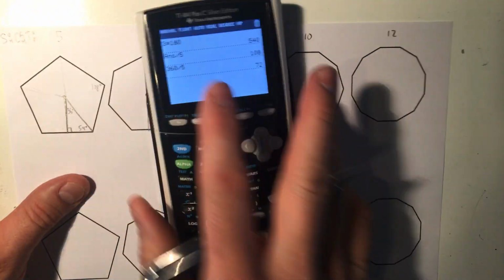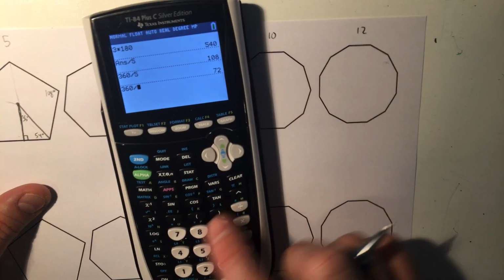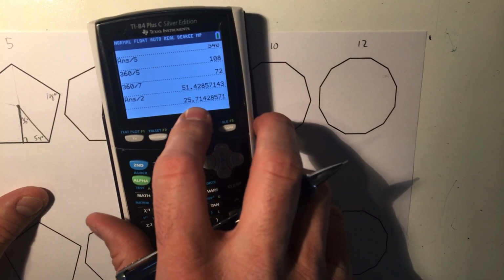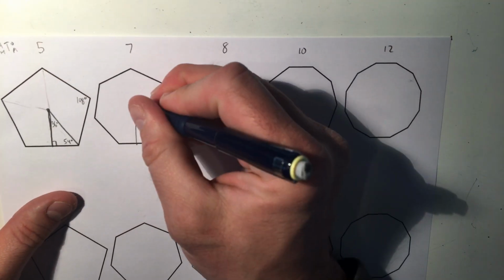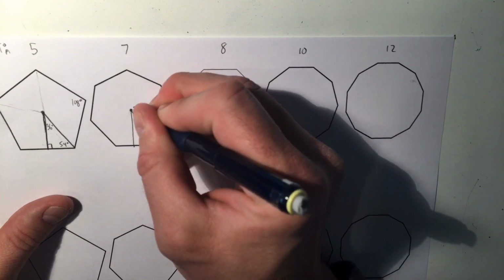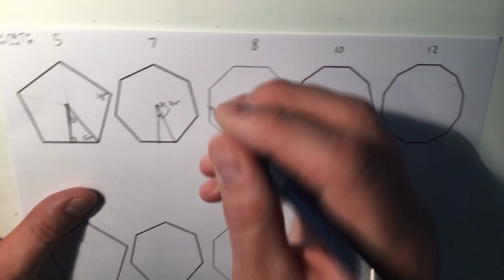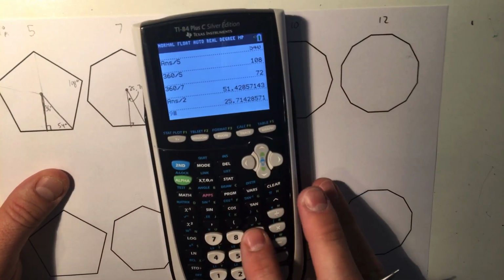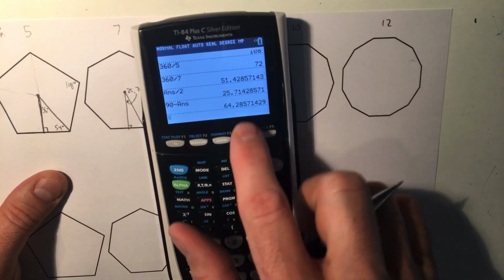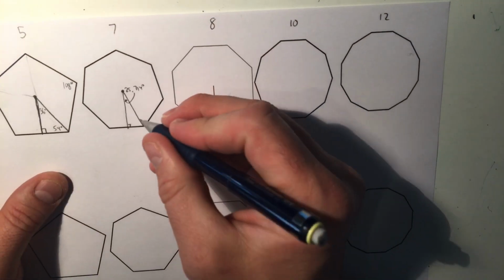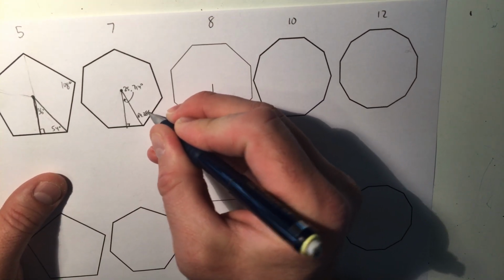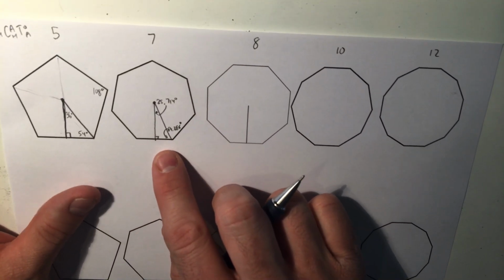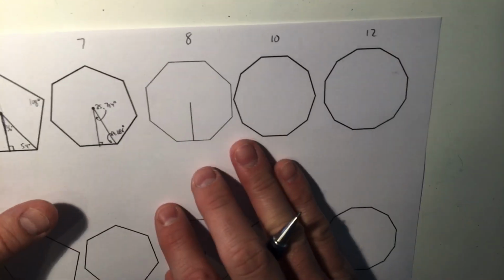Now, 360 divided by 7, ooh, not too pretty, divided by 2, is 25.714. Ew. 25.714 degrees is this guy. And of course, trusting our math, if we go 90 minus that answer, we get 64.286. 64.286 degrees will be that guy right there. Now that's kind of cool.